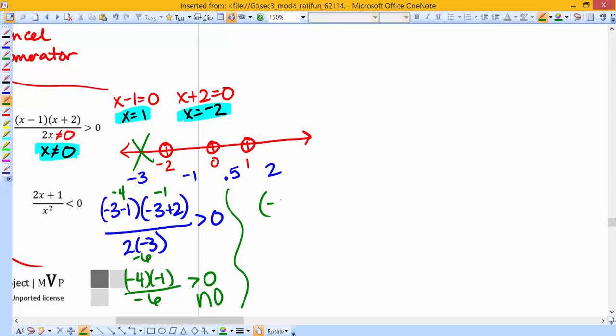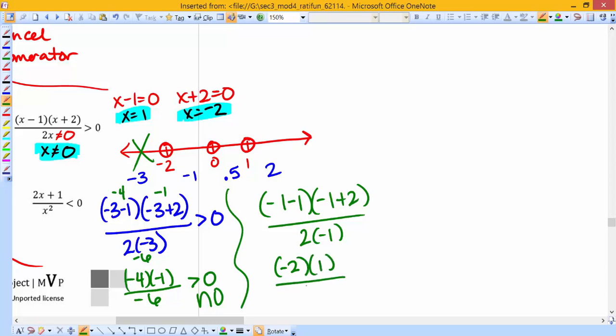So I'm going to have negative 1 minus 1. And you could use mental math, you can use a calculator. Negative 1 plus 2, all over 2 times negative 1. Well, this is going to be negative 2 and positive 1 and negative 2. Is that greater than 0? Yes. This is negative 2 over negative 2, which is positive 1. So this piece works. That's one of my solutions.